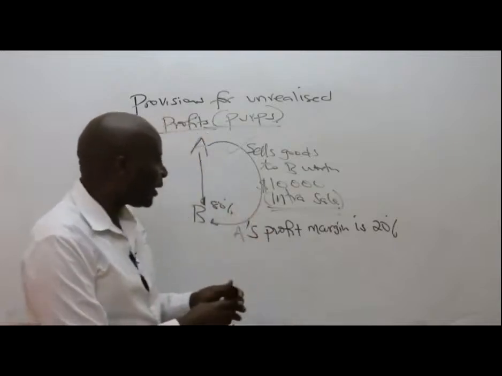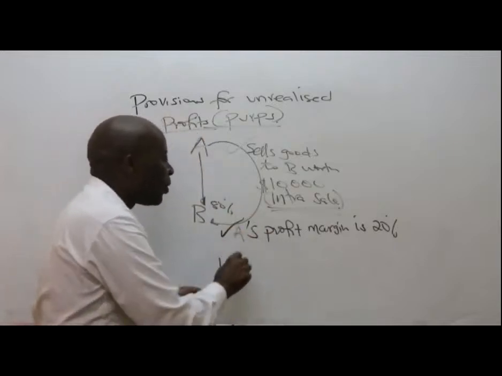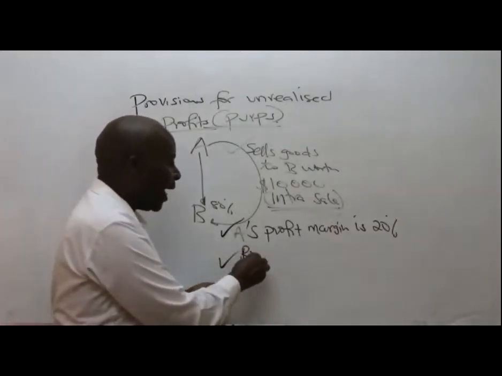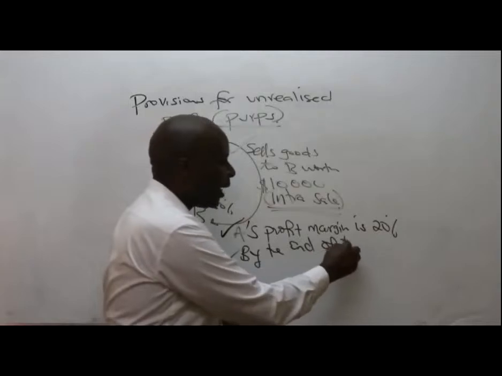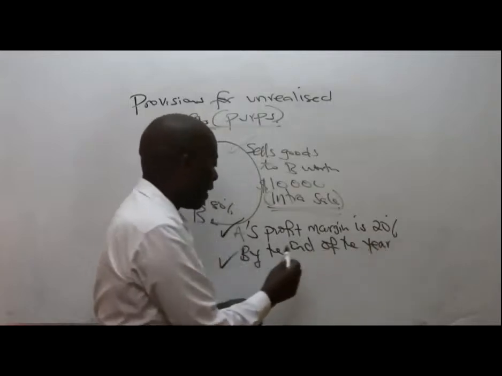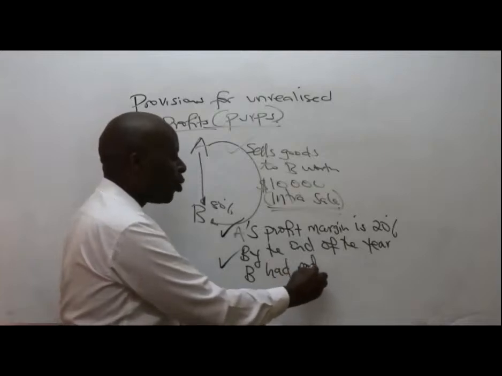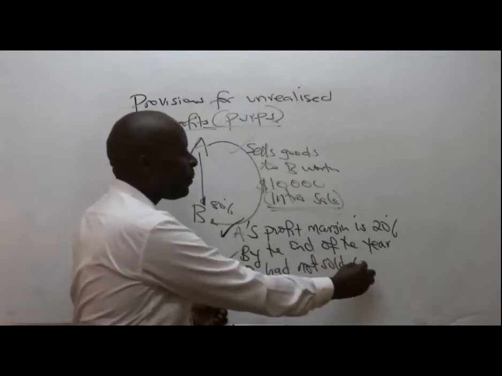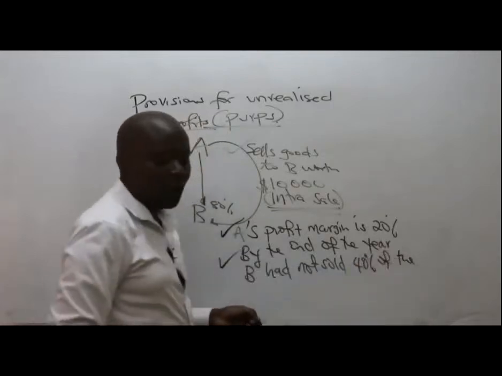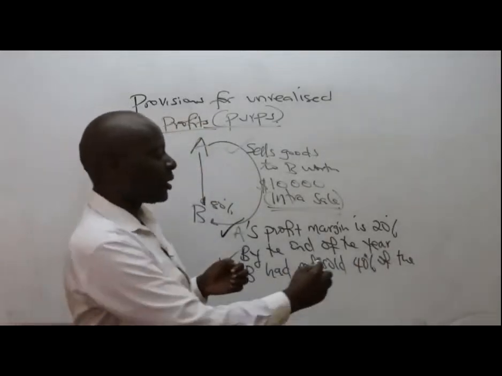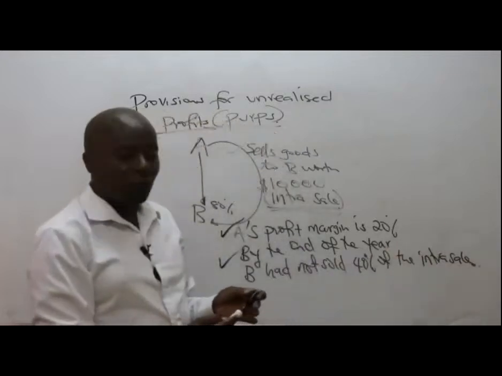And then lastly, the third note will be given here. Someone will come and tell you that by the end of the year, B had not sold 40% of the intra-sales.